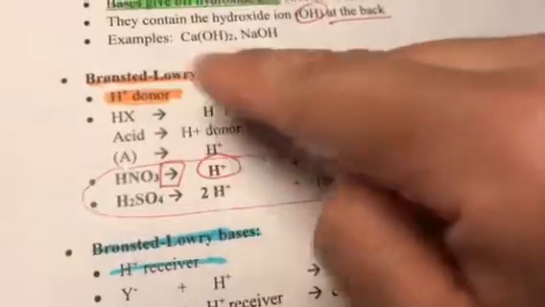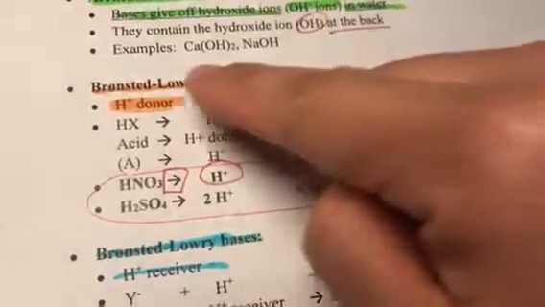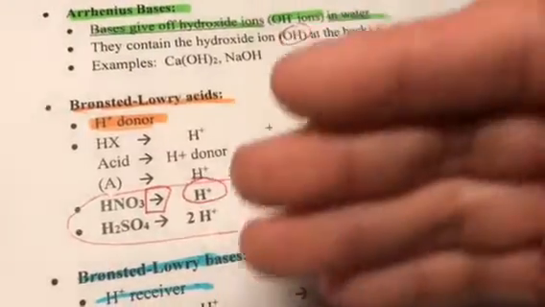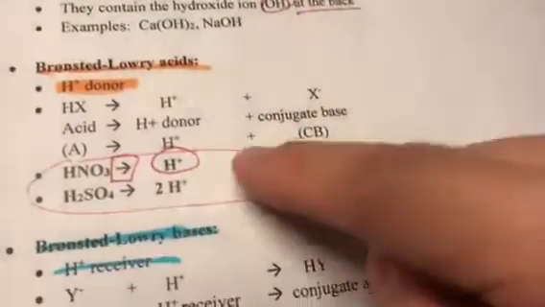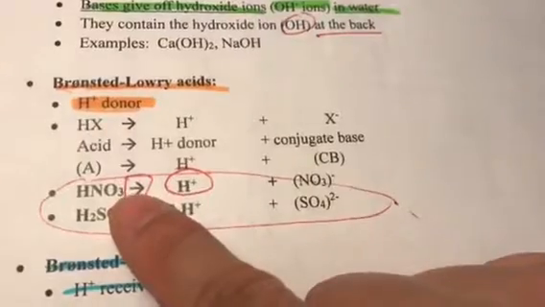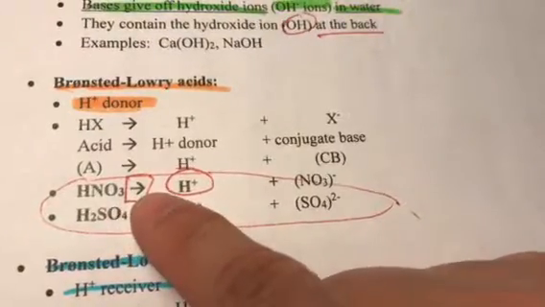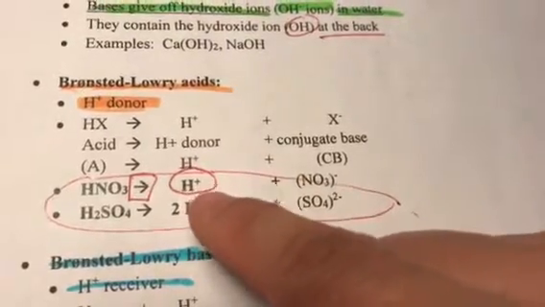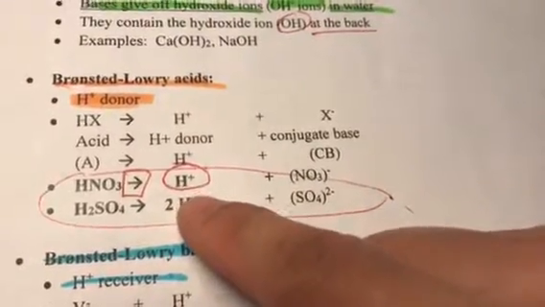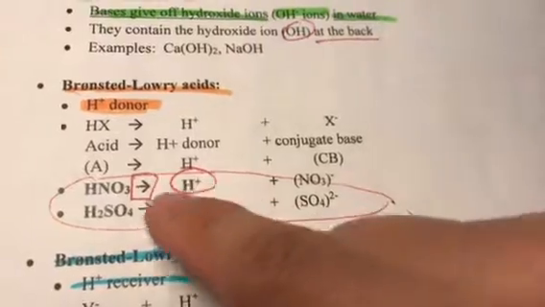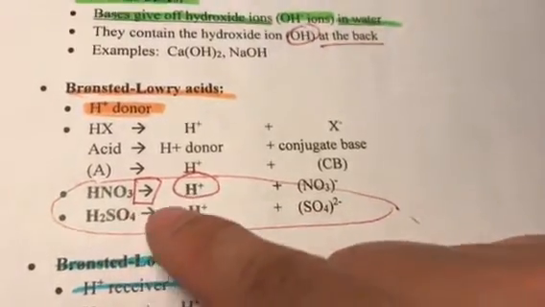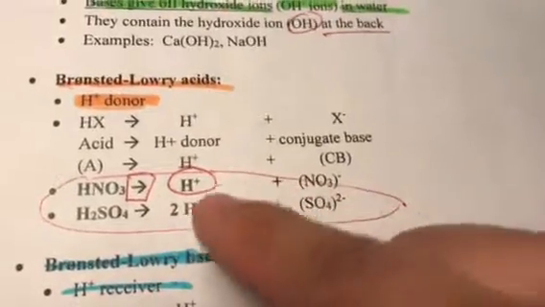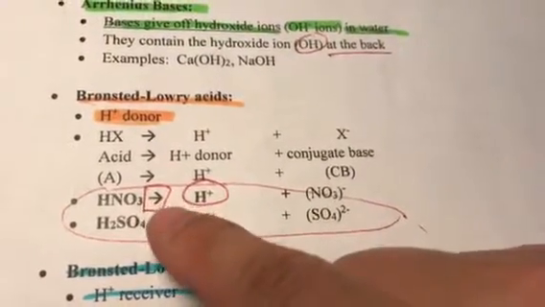The new one is the acid called Bronsted-Lowry acid. Now Bronsted-Lowry acid is an H plus donor. H plus donor. That means they donate H plus. So for example, if you look up HNO3, you see the arrow, and then they donate the H plus. That means the H plus is on the right hand side. Okay, the H plus is on the right hand side. They donate the H plus. Or H2SO4, you see that they donate H plus. Okay, they give H plus as a product. So the H plus is on the right hand side of the arrow.